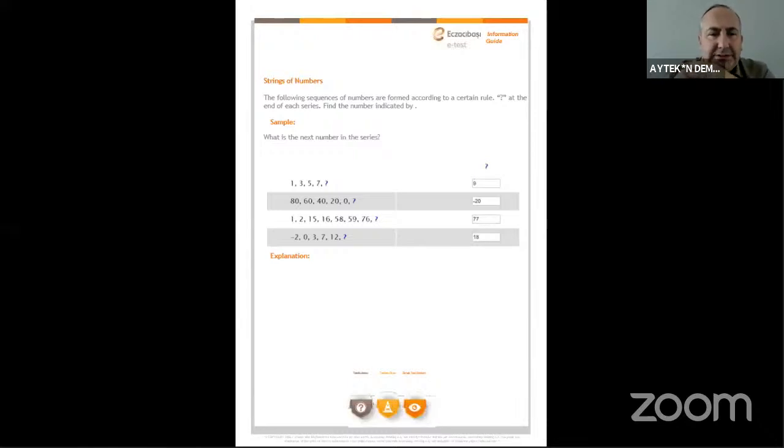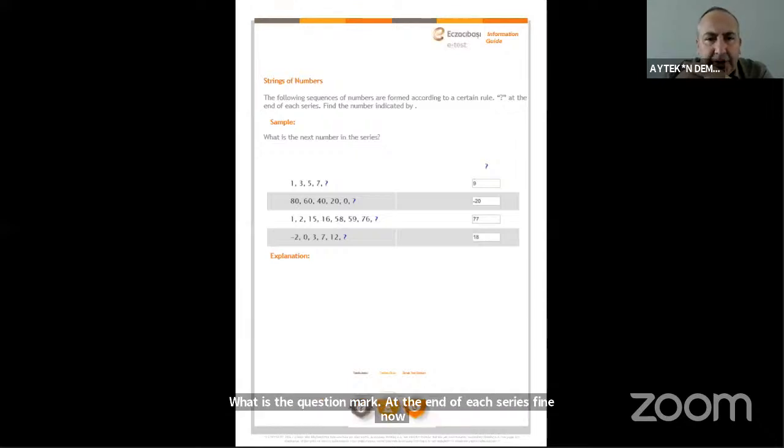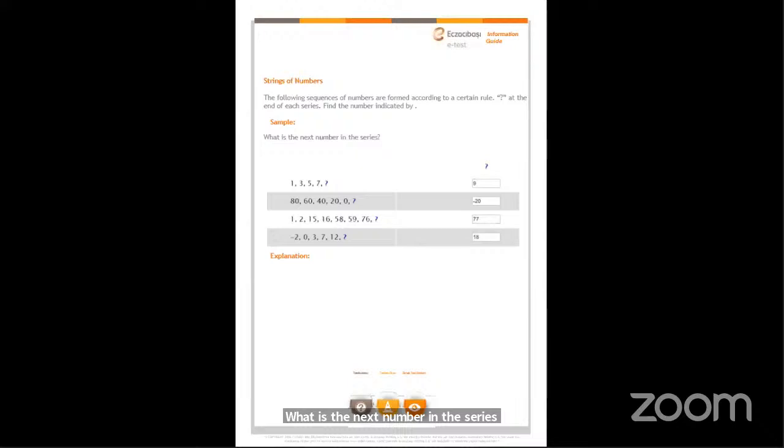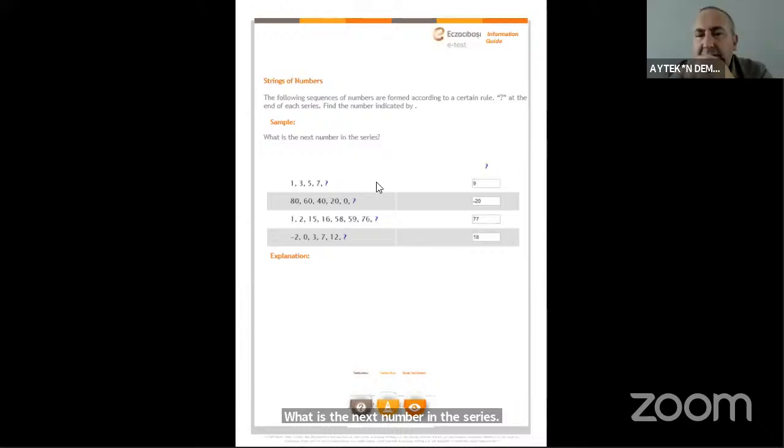Yes, you can see some numbers and asking the result. The following sequences of numbers are formed according to a certain rule. What is the question mark? At the end of each series, find the number indicated by the question mark. What is the next number in the series? 1, 3, 5, 7, and what is next?